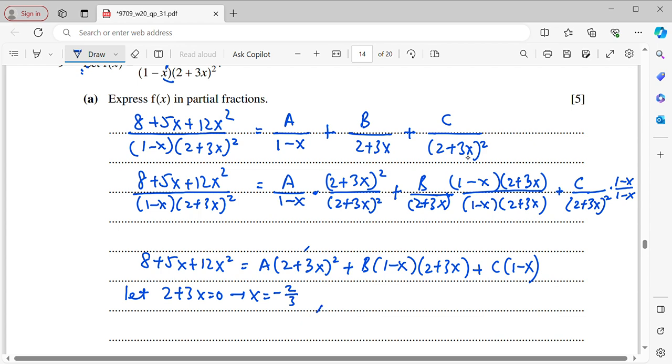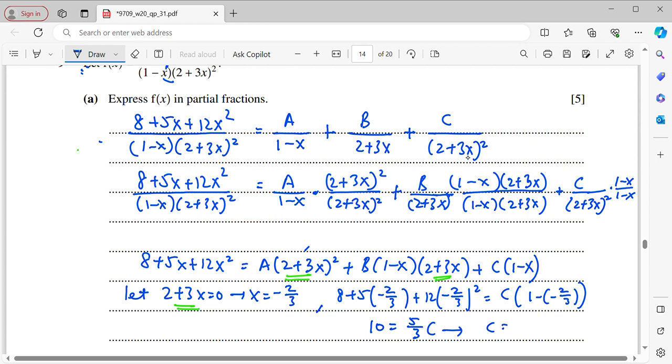So then the left hand side, you will get 8 plus 5 times negative 2 over 3 plus 12 times negative 2 over 3 squared. Then the right hand side, as long as you see 2 plus 3x, that means this is going to be 0. Here is 0. Then you can find the C directly. Then I will get C times (1 minus negative 2 over 3). From here, you will get 10 equals 5 over 3 C. Hence, C is going to be 6.